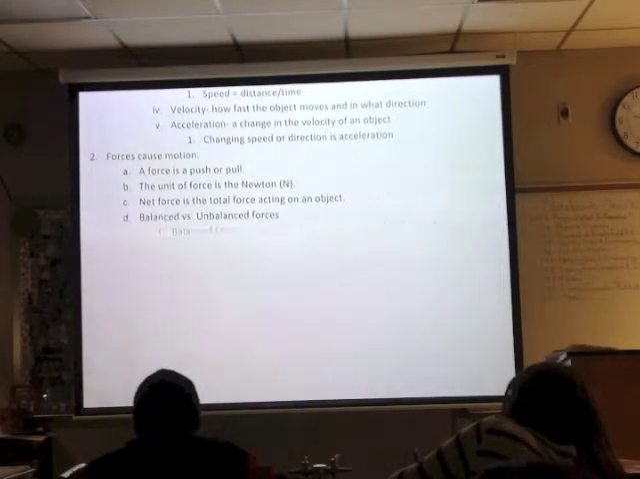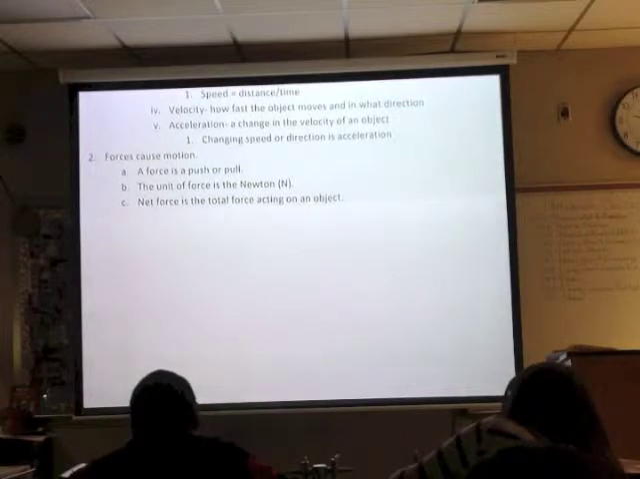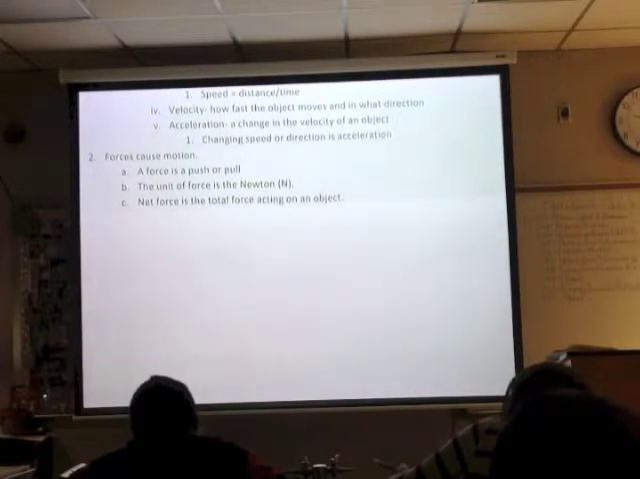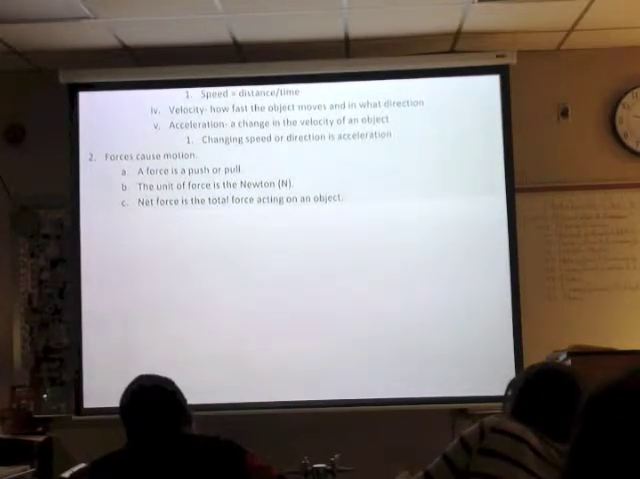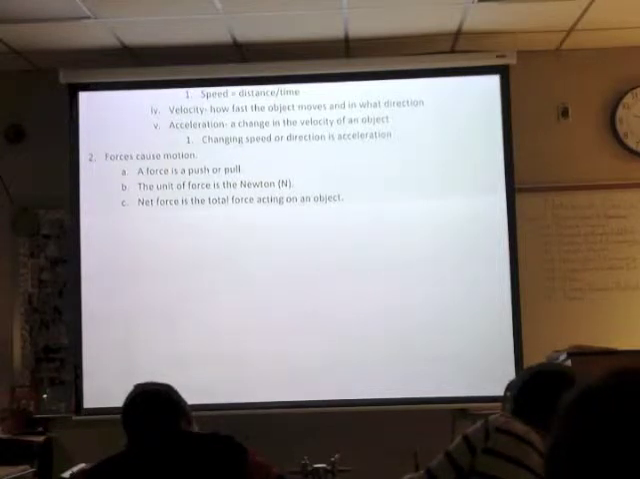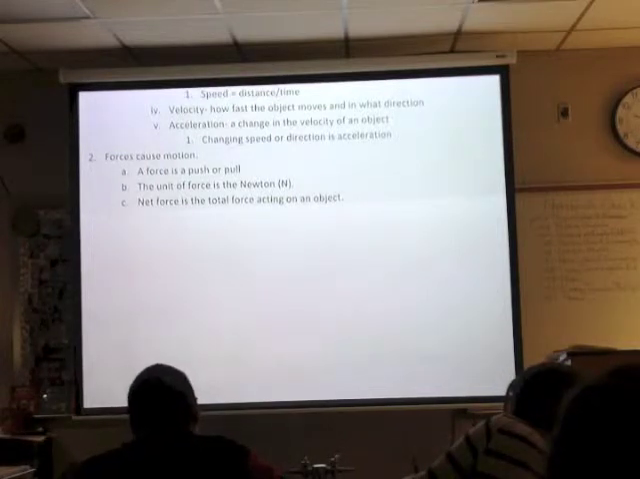Now, when we look at forces, the unit of force is a newton, which is an uppercase N. And it's something that you've already kind of looked at whenever you were doing some of the energy problems.